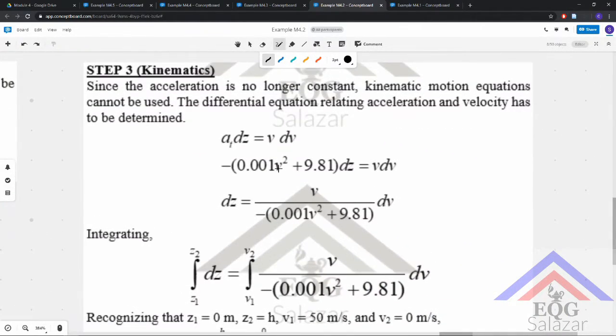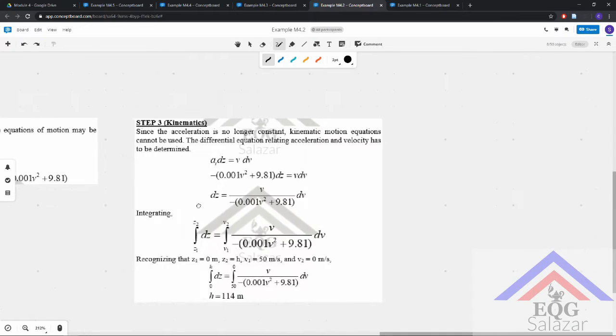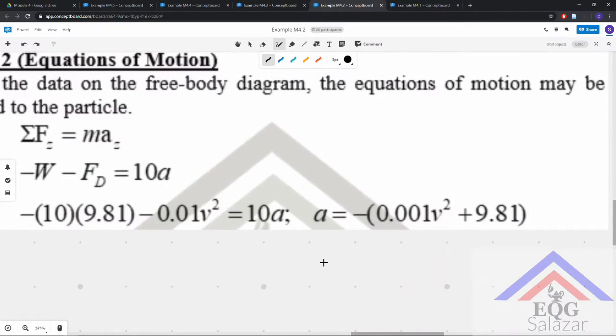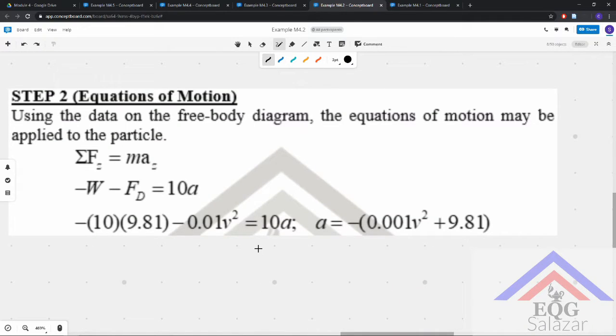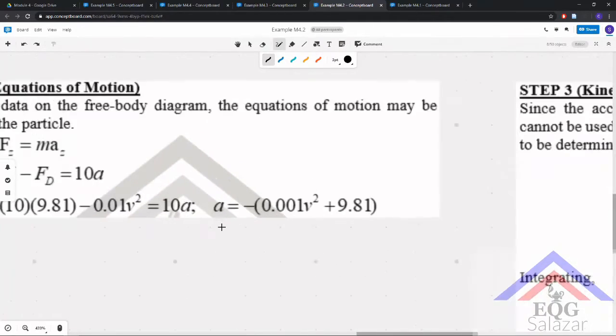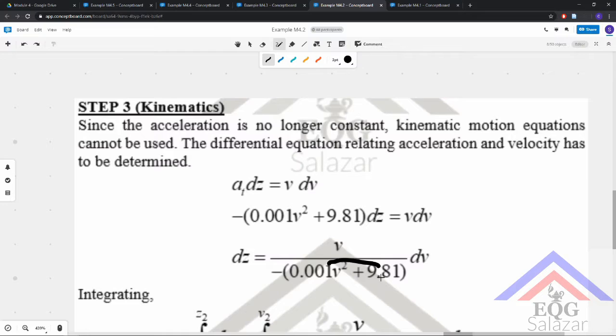And because the acceleration is no longer constant, kinematic motion equations cannot be used, since we derive those equations on the basis of constant velocity or constant acceleration. Now, because of the factoring in of the atmospheric resistance, your acceleration is now a function of the velocity, and as velocity increases or decreases, your acceleration will change as well. And so you have to apply the differential equations and integrate from those.